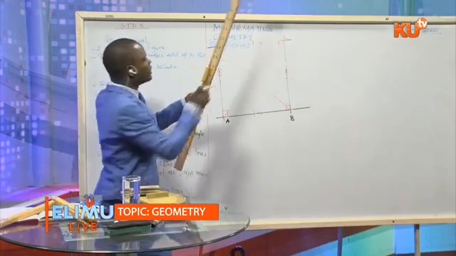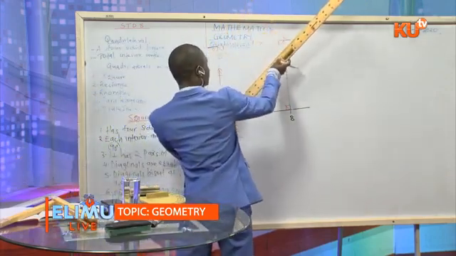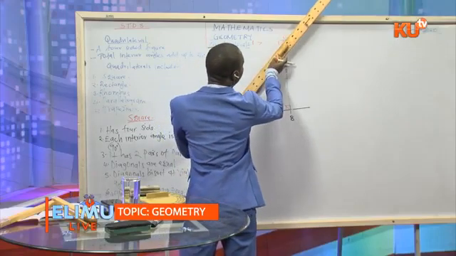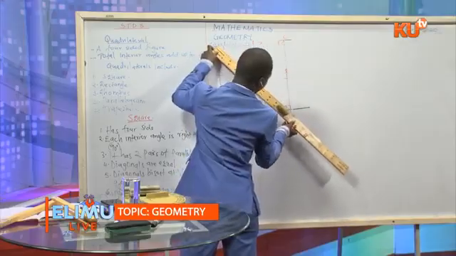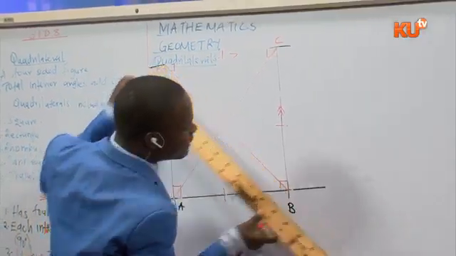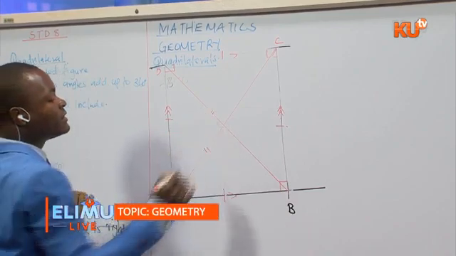So these diagonals are equal. If you measure from here to here it is 5.5, and then here is also 5.5. So the diagonals are equal. This diagonal is equal to this diagonal.